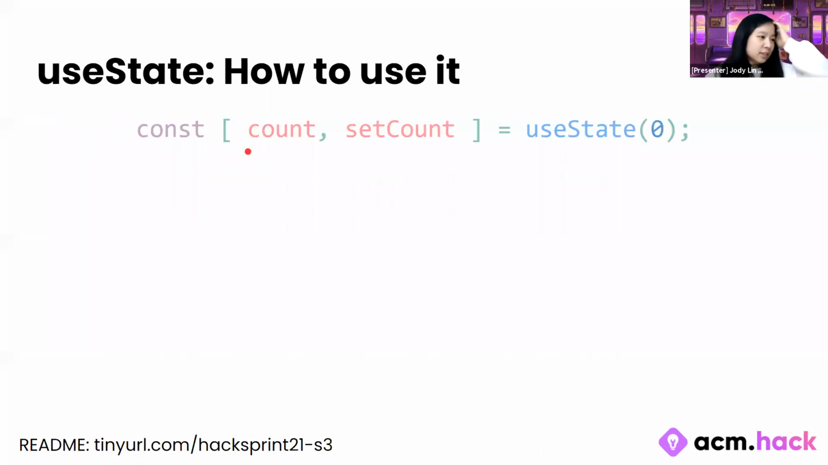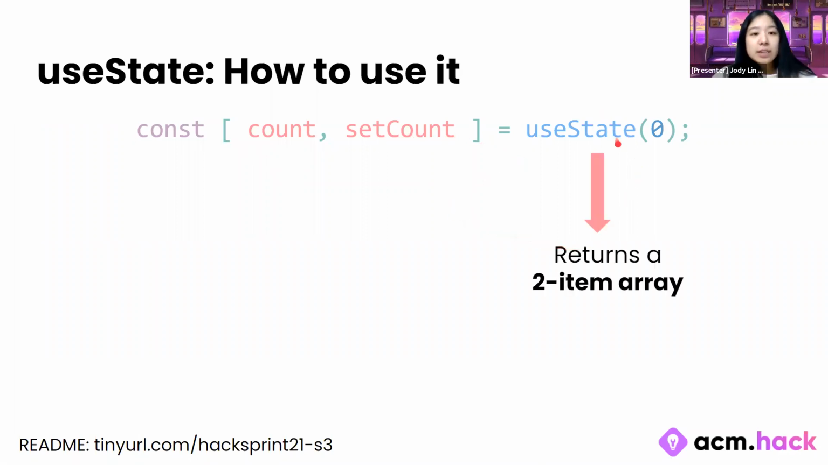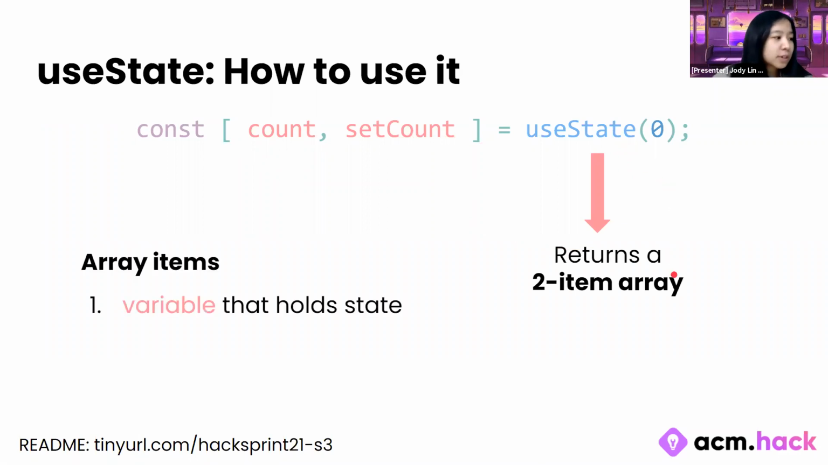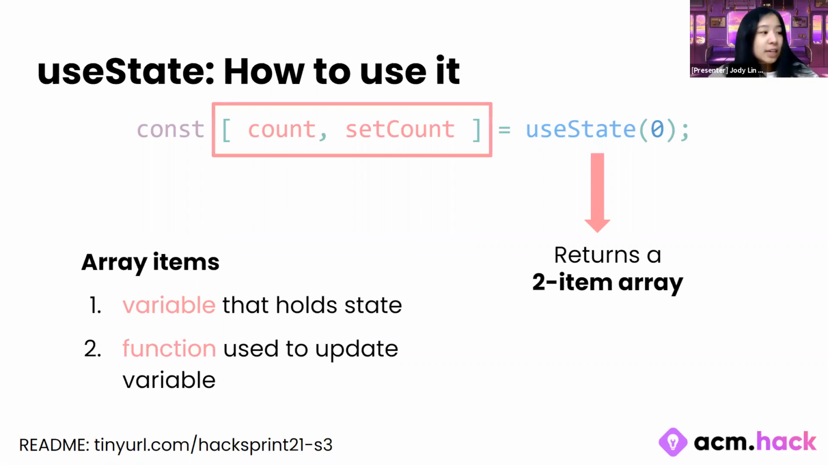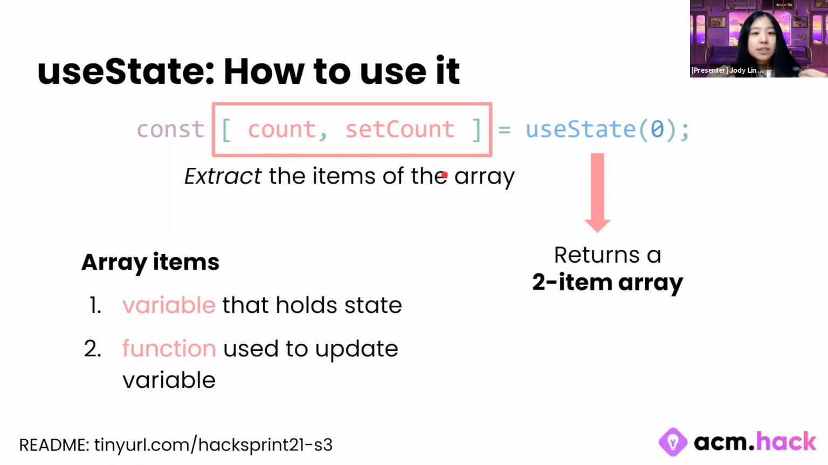So let's break down this code, because we're looking at this and going, this looks kind of funky. So first, useState is a function that returns a 2-item array. All right, a 2-item array. What are those items? The first one is a variable that holds state. That's item number 1. Item number 2 is a function that we're going to use to update this variable. So where are these variables? They're right here. And what this funky syntax is doing is extracting the items of the array.